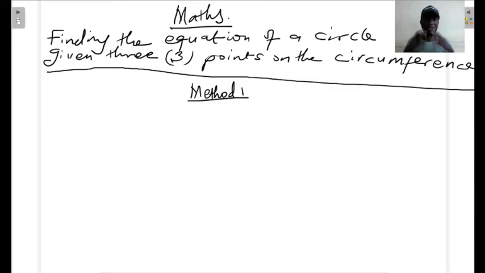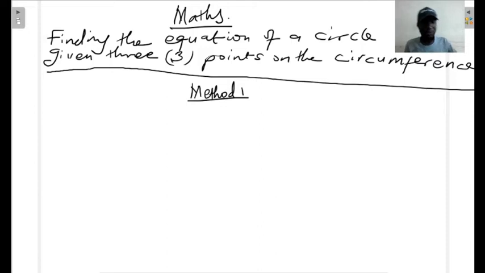By the end of this study, I am going to use 3 different methods to find the equation of a circle when 3 points are given on the circumference of the circle. So let's take the very first one, which is method 1, quickly.